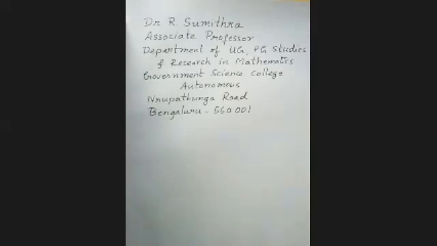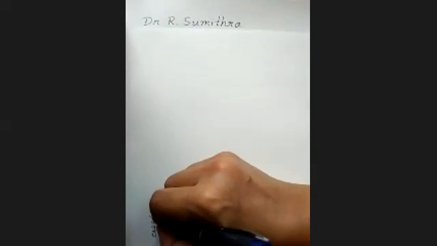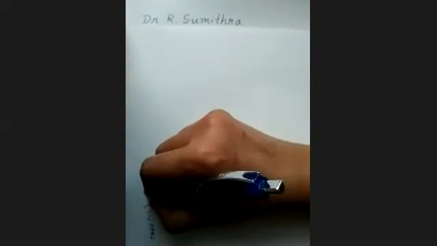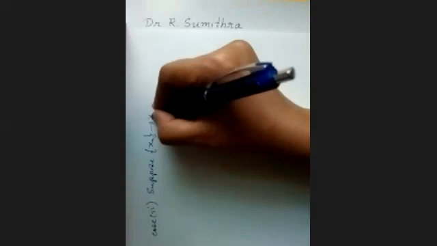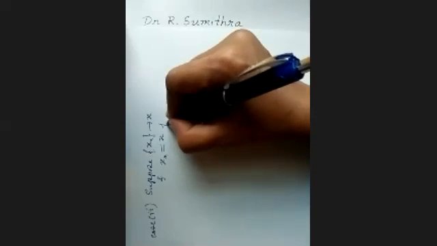Case 2: not a constant sequence. What is the other option? Suppose xn tends to x, a convergent sequence, and xn equals x for some n.